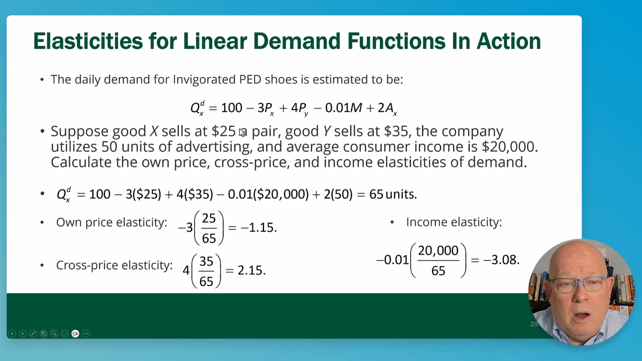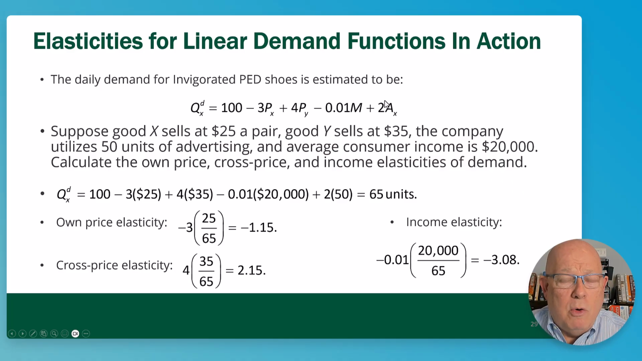So maybe ours is a low quality shoe, and that's why it's selling for $25, while the other one is higher quality and is selling for $35. So as people have more income, they're going to buy the higher quality shoe, even though ours are cheaper. So we have a negative relationship here. If this were a normal good, this would be a positive relationship.